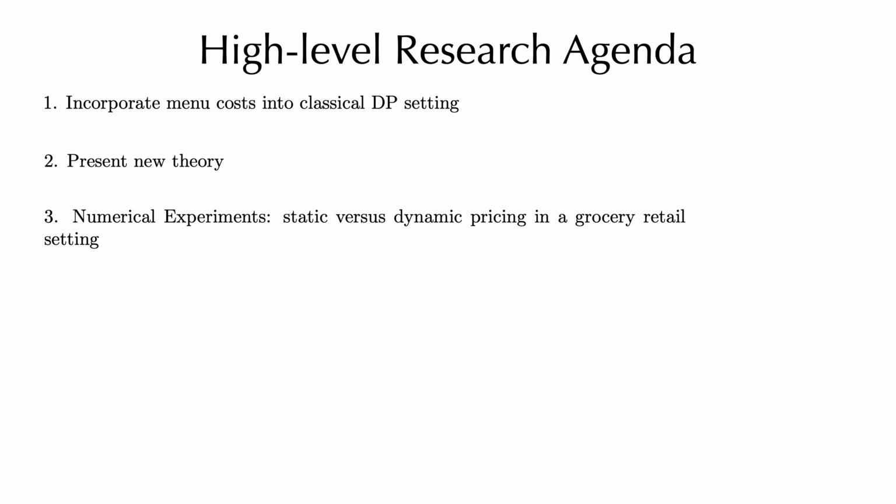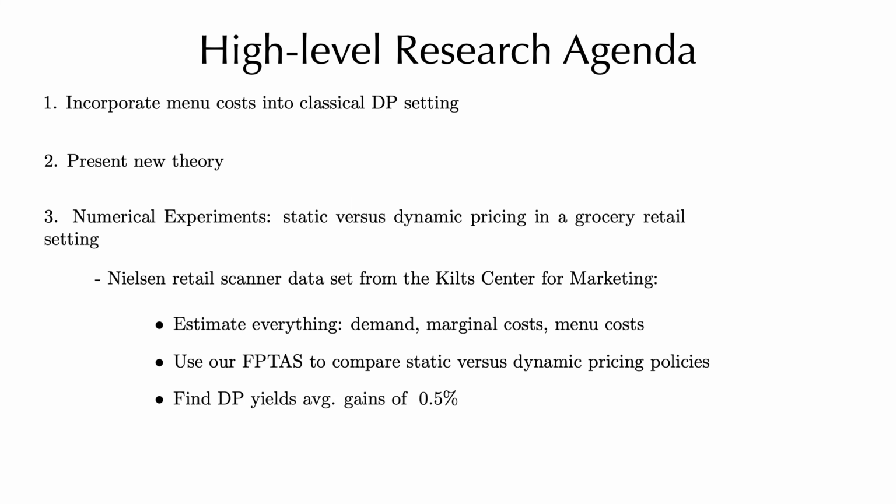And what I mean by rigorous and comprehensive is we take a huge data set. This Nielsen retail scanner data set from the Kilts Center for Marketing has billions of transactions. So at various grocery stores, for various products, for various weeks, we know the sales. And we use this data to estimate everything. So we estimate demand, which, as I'll tell you in a second, is going to be M&L based. We estimate marginal costs, and we estimate menu costs. So we estimate the full spectrum, and that gives us a very realistic test suite of instances. And then we use our FPTAS to compute near optimal static and dynamic pricing.